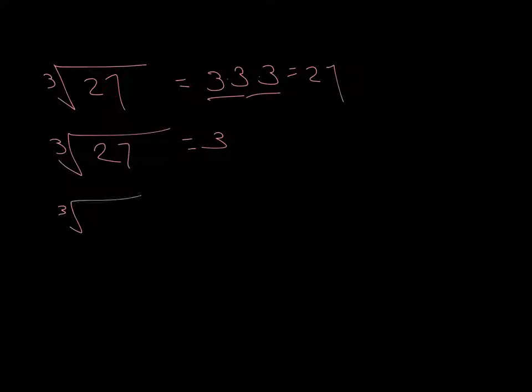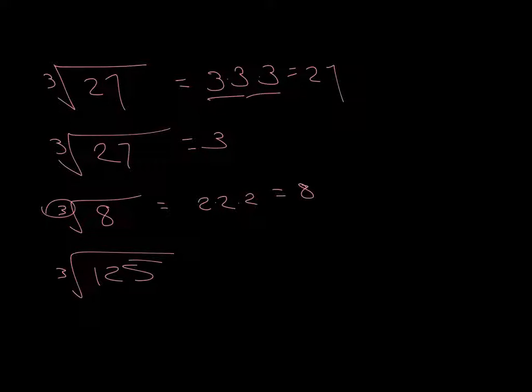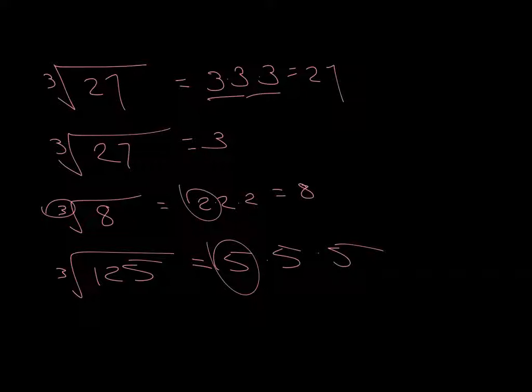The cubed root of 8 says what number multiplied by itself 3 times is going to give me 8. Alright, the cubed root of 125. What number multiplied by itself 3 times is going to give me 125? So the answer is 5. The answer to the cubed root of 8 is 2. The answer to the cubed root of 27 is 3. Okay?